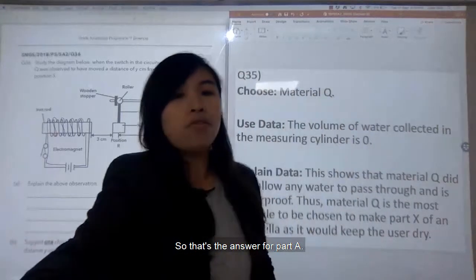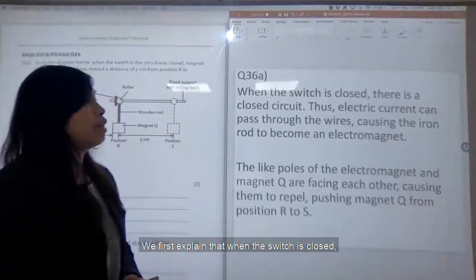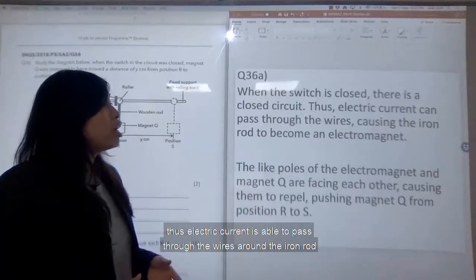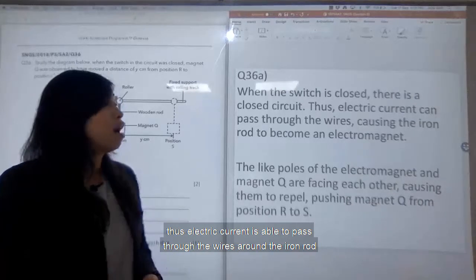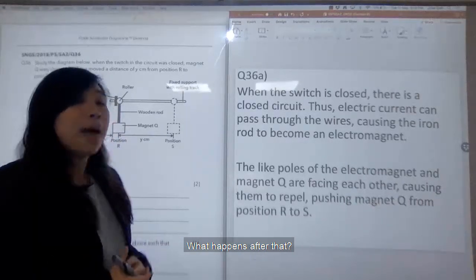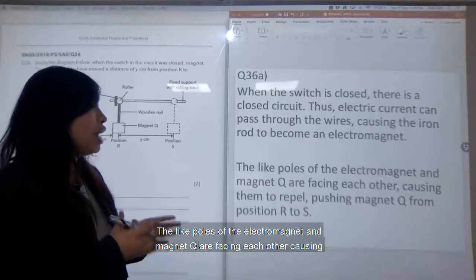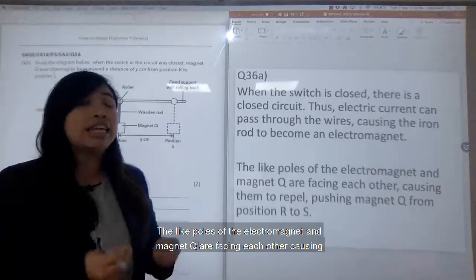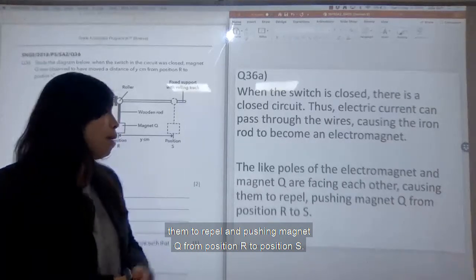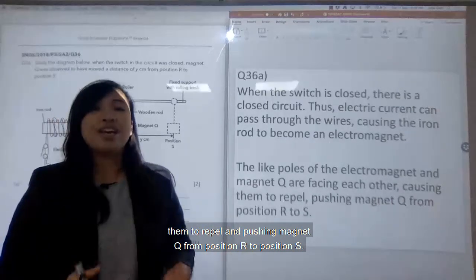So that's the answer for part A. We first explained that when the switch is closed, there is a closed circuit. Thus, electric current is able to pass through the wires around the iron rod, causing the iron rod to become an electromagnet. What happens after that? The like poles of the electromagnet and magnet Q are facing each other, causing them to repel and pushing magnet Q from position R to position S.